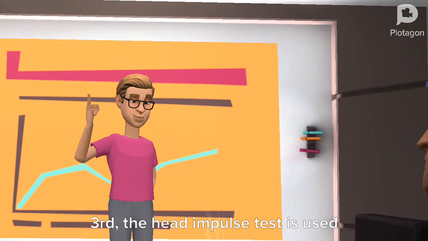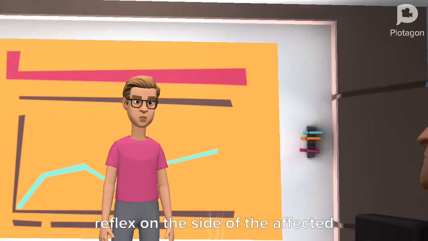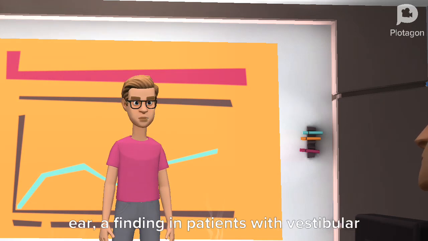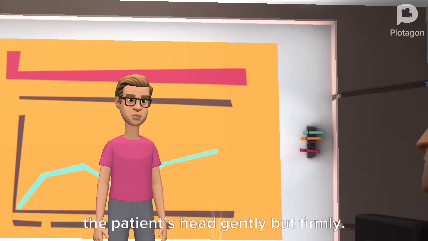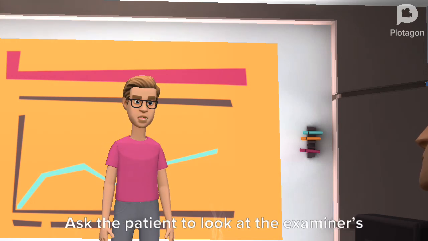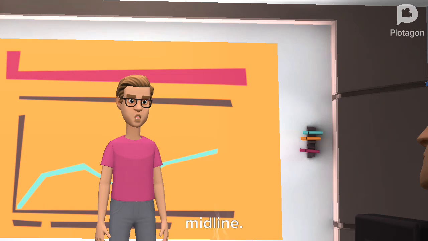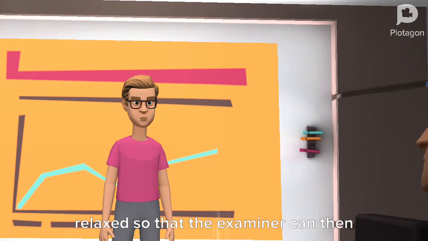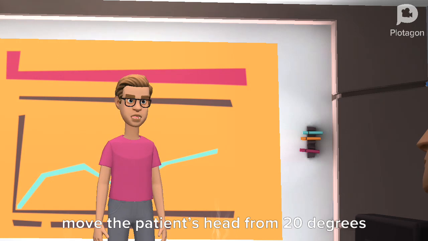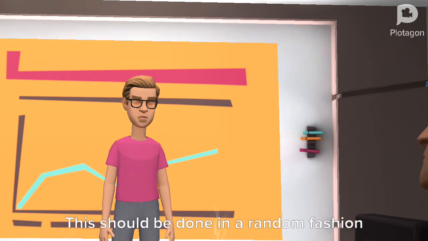Third, the head impulse test is used to demonstrate an abnormal vestibulo-ocular reflex on the side of the affected ear, a finding in patients with vestibular neuritis. To perform a head impulse test, hold the patient's head gently but firmly. Ask the patient to look at the examiner's nose and gently move the head left and right around 20 degrees from the midline. The patient should be sufficiently relaxed so that the examiner can then move the patient's head from 20 degrees left or right of the midline quickly back to the midline.